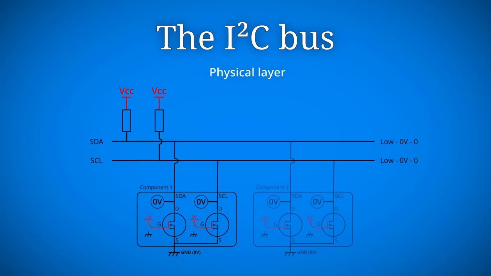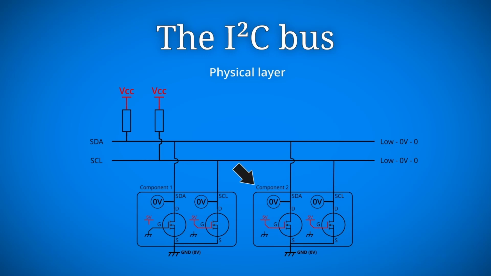To change the state of the lines, the electrical components use transistors. Each component connected on the I²C bus has a transistor for each line of the bus. This allows the component to connect a line to the 0 volts, forcing it in the low state, or keeping it in the high state by not connecting it to the 0 volts. When a component doesn't force a line in the low state, it must be able to read the state of the line, because the line can be forced to 0 volts by another component.